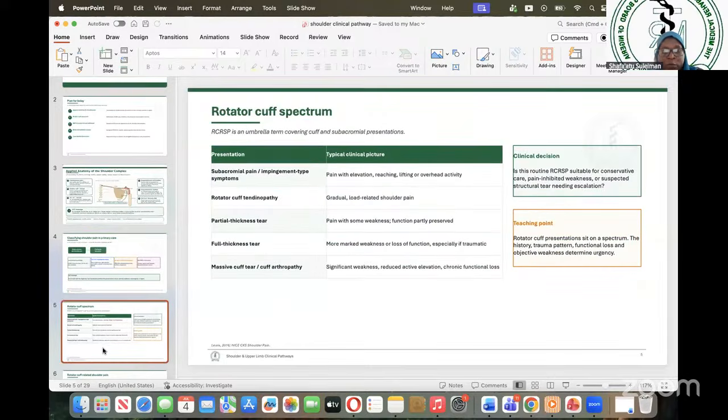So when we take the rotator cuff spectrum, it's an umbrella term covering the cuff and the subacromial presentation. Usually you see patients and then you document rotator cuff related pain. Rotator cuff related pain is a spectrum. So which do you mean? Is it an impingement? Is it a tendinopathy? Are you thinking towards a partial thickness tear, full thickness tear, or are you thinking of a cuff arthropathy or a massive cuff tear? So it's a spectrum.